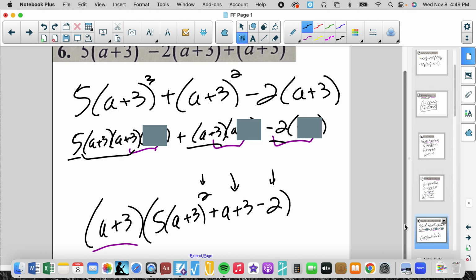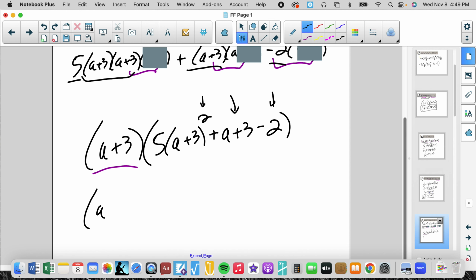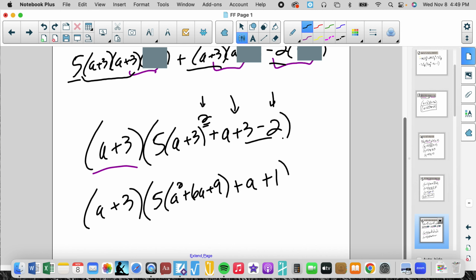So now we have to simplify all this stuff. So we have a plus 3, and I can't do this. I can't distribute the 5 into this because I have to do the squaring. So quantity a plus 3 squared is a squared plus 6a plus 9. You should be able to do that. Plus a, and we can simplify that. That's going to be plus 1.